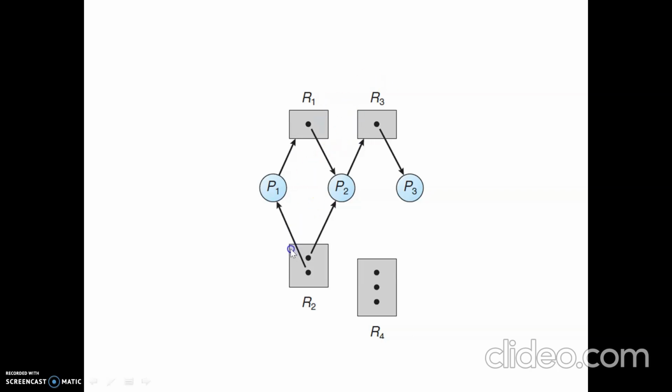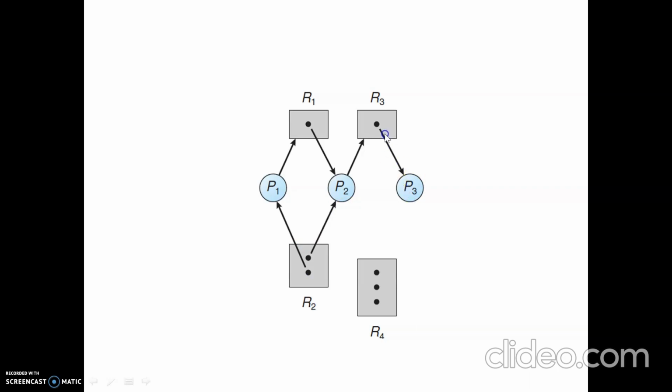If you start from R2 to P1, P1 to R1, R1 to P2, P2 to R3, we will end with P3. We will not come back to R2. A cycle will be there only if you are able to start from a point, make a circle, and reach the same point. But that is not available in this given example. The reason is that P3 is independent. P3 is not in conflict with the other two processes.